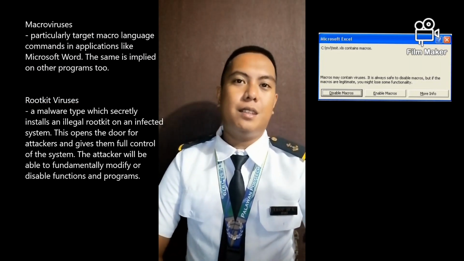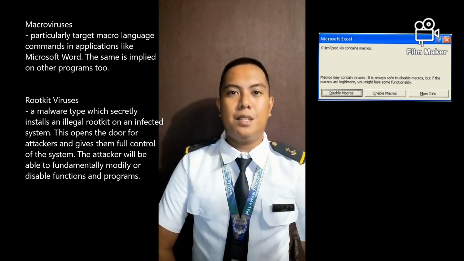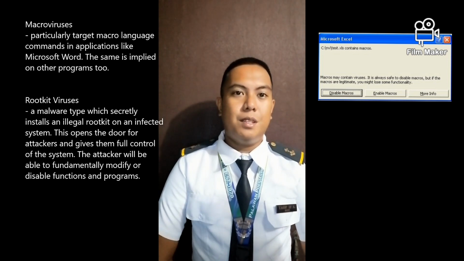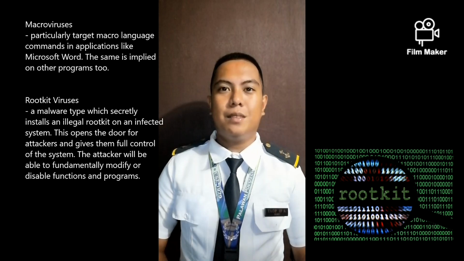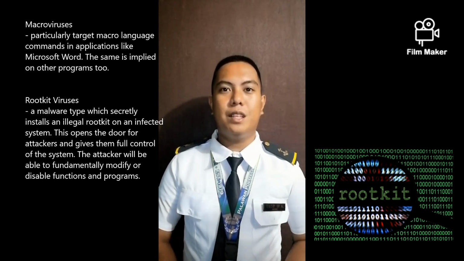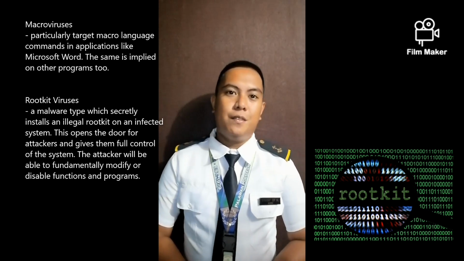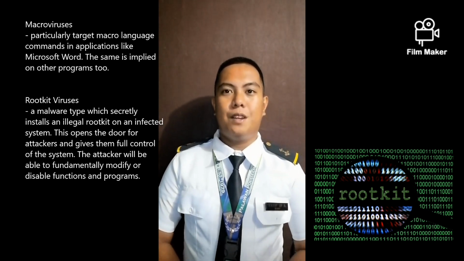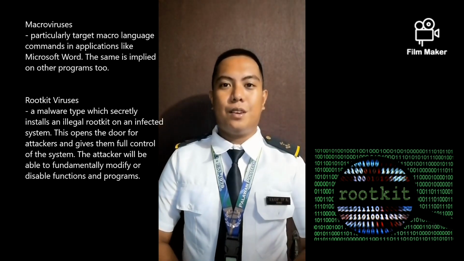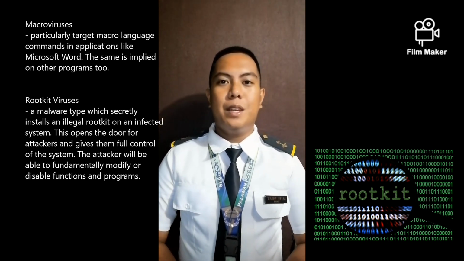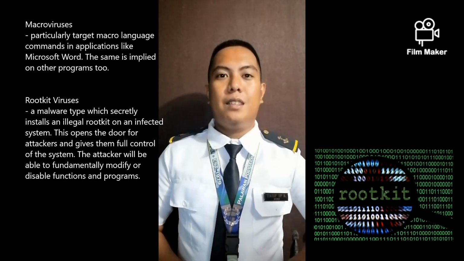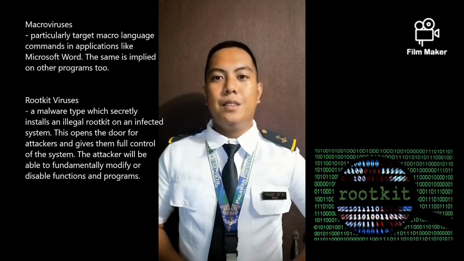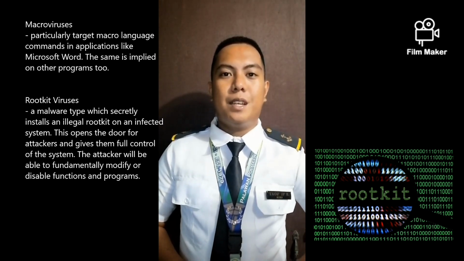Macro viruses. As the name suggests, macro viruses particularly target macro language commands in applications like Microsoft Word. The same is implied on other programs too. Rootkit viruses. The rootkit virus is a malware type which secretly installs an illegal rootkit on an infected system. This opens the door for attackers and gives them full control of the system. The attackers will be able to fundamentally modify or disable functions and programs. Like other sophisticated viruses, the rootkit virus is also created to bypass antivirus software.